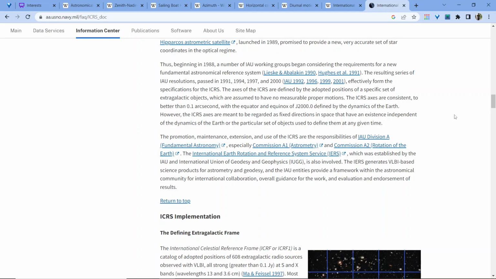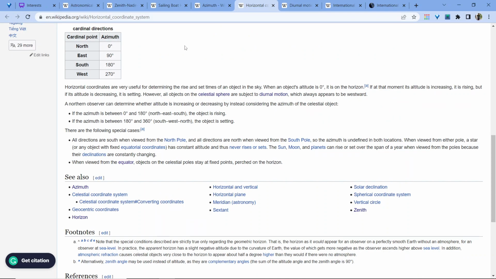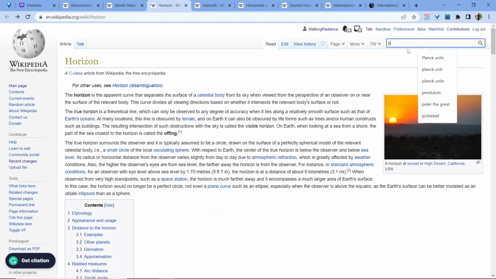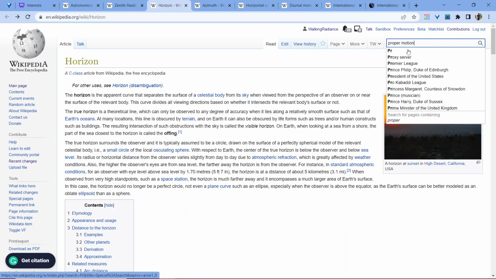The ICRS. Wait, what is proper motion? Let me just look this up real quick. Proper motion.